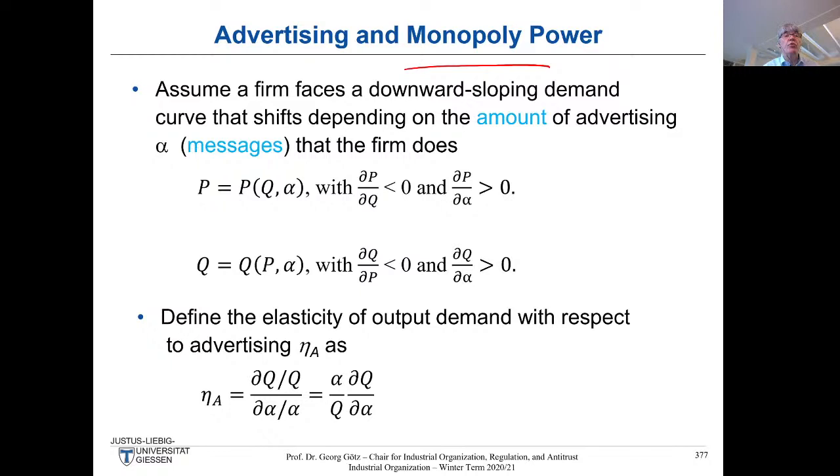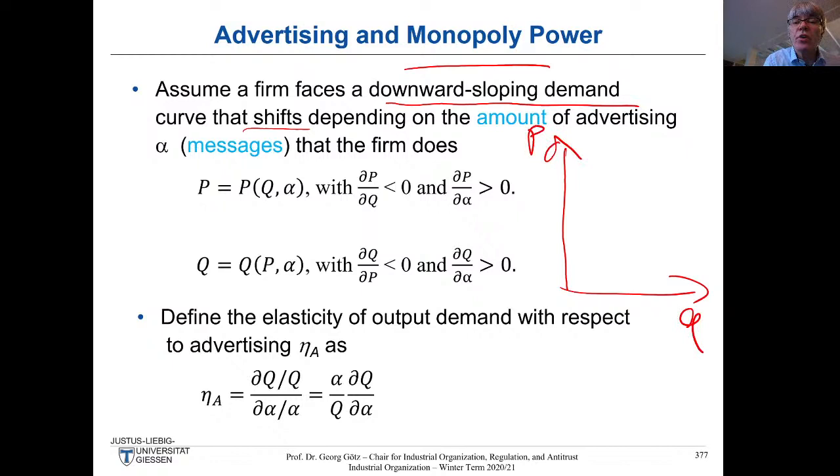And what we do here is just use a reduced form approach, where we assume that a firm faces some downward sloping demand. And this downward sloping demand shifts outward if there is more advertisement. So we could just draw it like here. Here you have the price, here you have the quantity, here you have some demand function, and if you advertise, it somehow shifts out.